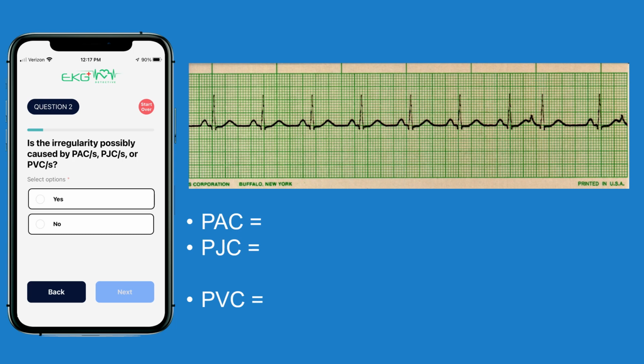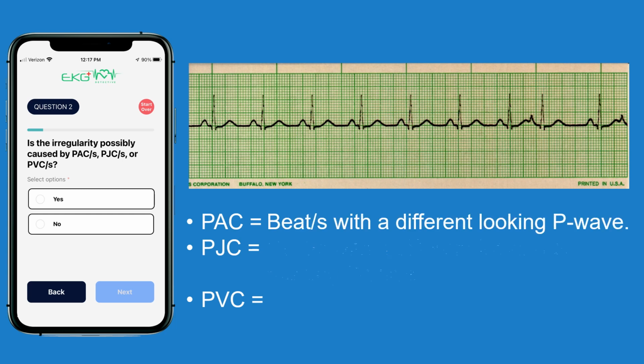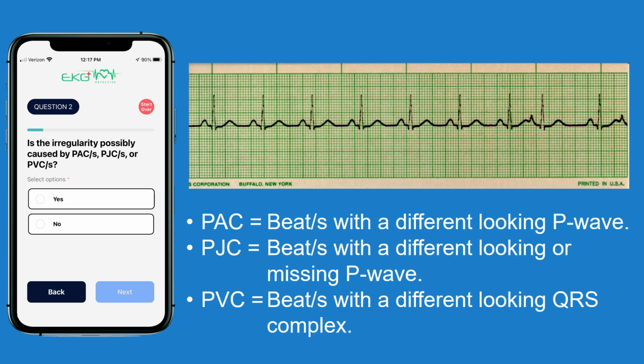Once we determine that the rhythm is irregular, the app is going to ask us if the irregularity is possibly caused by PACs, PJCs, or PVCs. So I want to review the criteria for PACs, PJCs, and PVCs. For PACs, those beats are going to have different looking P waves when we compare them to the P waves from our underlying rhythm. The same will hold true for PJCs. And when we're looking at PVCs, those beats are going to actually have totally different looking QRSs from the underlying rhythm.